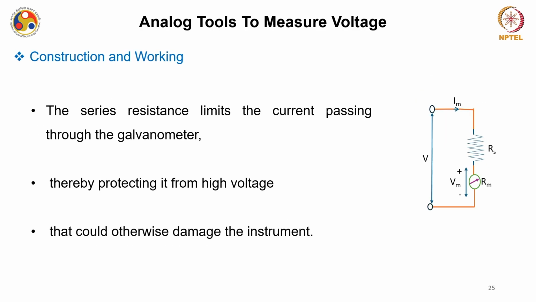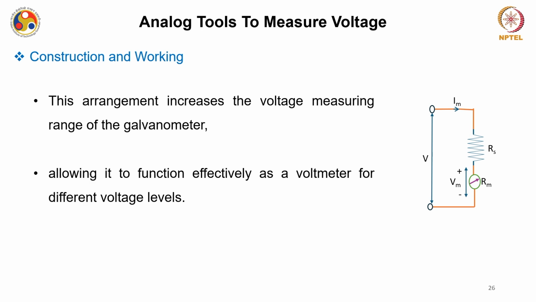The series resistance limits the current passing through the galvanometer. If I connect this multiplier across this galvanometer, this is how we have converted it. This has actually protected this meter from very high voltage across it if it gets surges. That's how these instruments are saved.